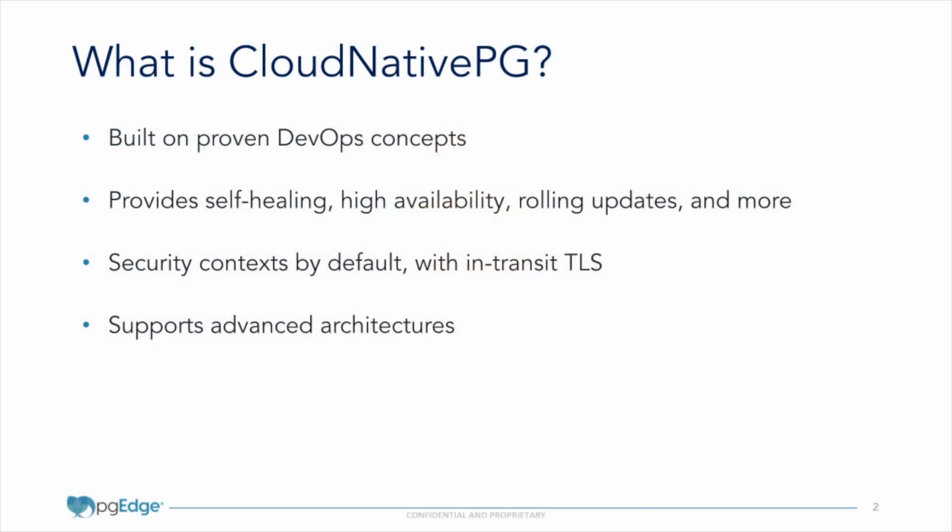If you're not aware, Cloud-Native Postgres is an open-source Kubernetes operator that automates the lifecycle of Postgres clusters using native Kubernetes resources. Its adoption has skyrocketed in recent years, and its recent acceptance as a Cloud Native Computing Foundation sandbox project has made it the community standard for running Postgres in Kubernetes.